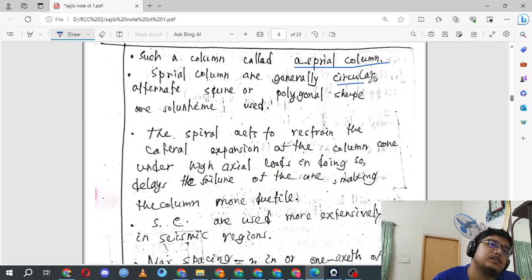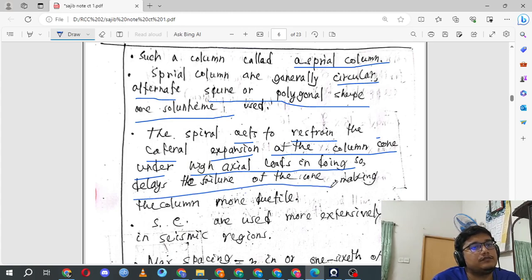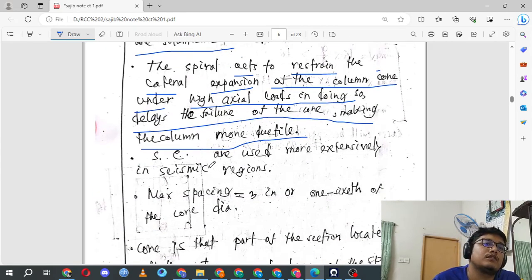Spiral columns are generally circular; alternate square or polygonal shapes are seldom used. The spiral acts to restrain the lateral expansion of the column under high axial load. In doing so, it delays the failure, making the column more ductile. Used more extensively in seismic regions.